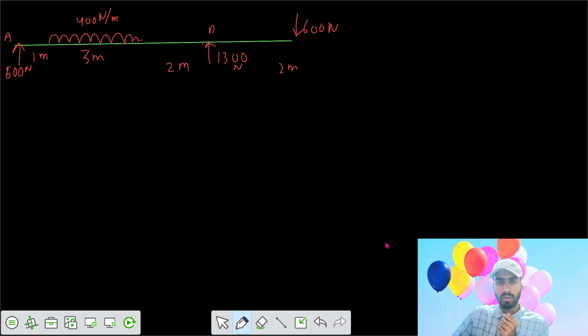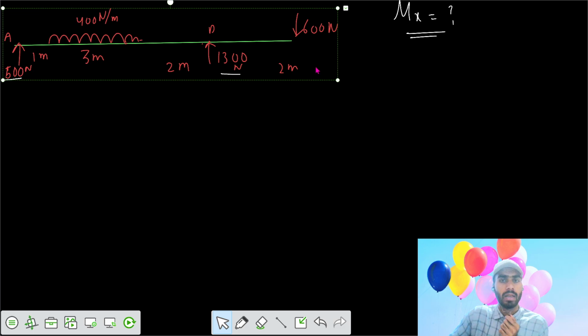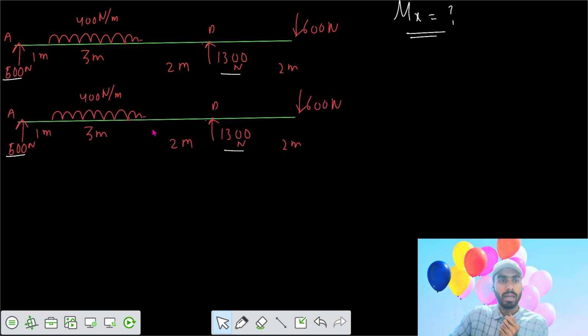So these reactions, 500 and 1300, we got from force equilibrium and moment equilibrium. You can solve for that. And then after that, we need to write the moment equation Mx. But for that, since your loading is not continuous, we have to make the loading continuous. Let's say we copy that.